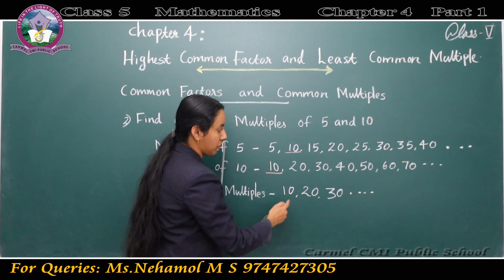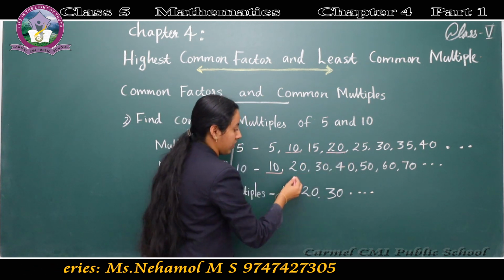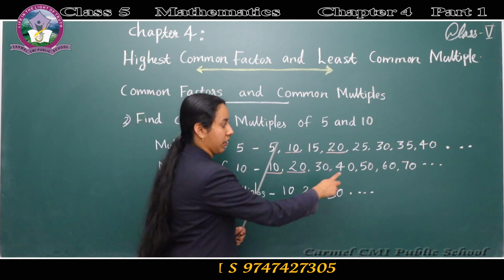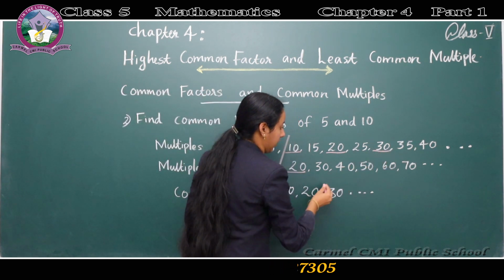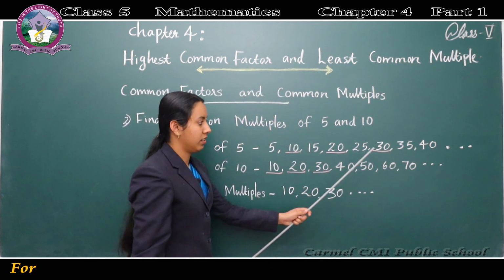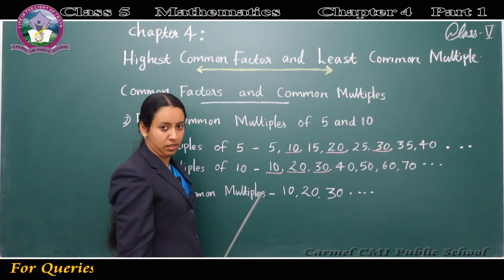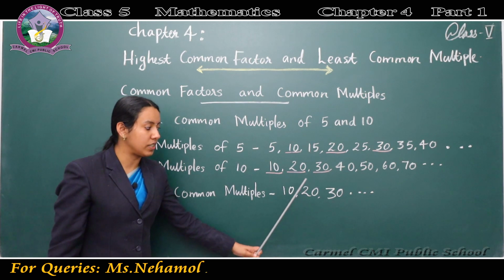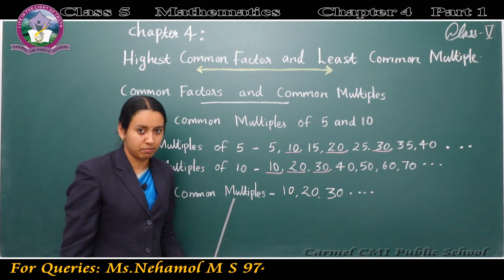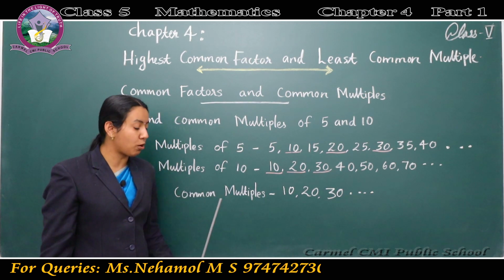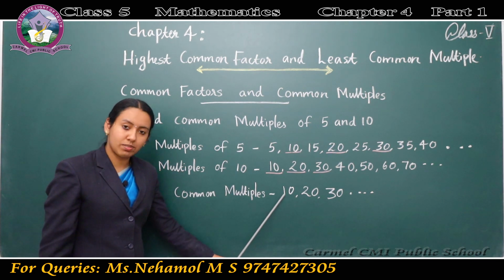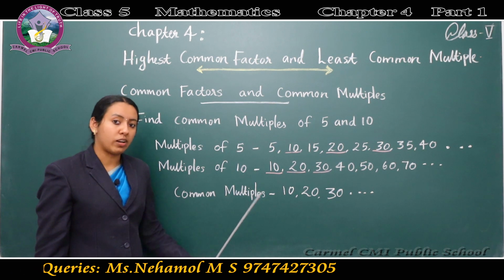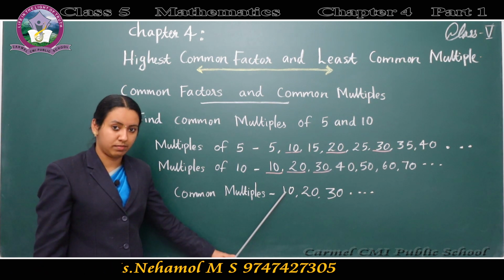Then, which is the next number? 20. 20 is here, 20 is here. So, 20 also common. Then, next one 30. 30 is here, 30 is here. 30 also common. So, common multiples are 10, 20, 30, etc. Then, which is the least common multiple? The smallest one is 10. So, the least common multiple or LCM is 10.